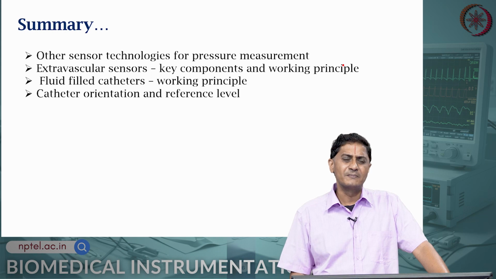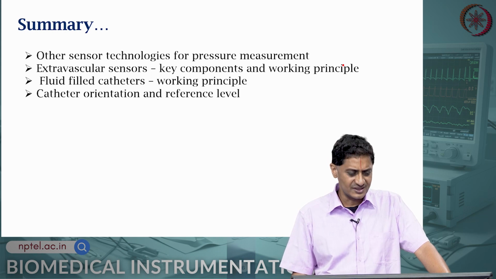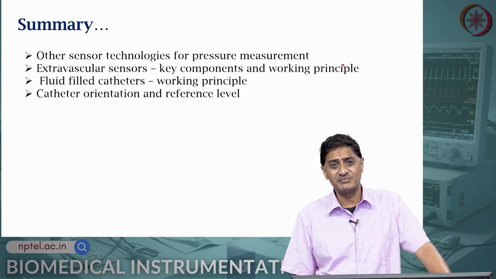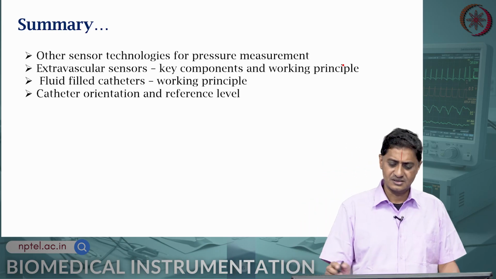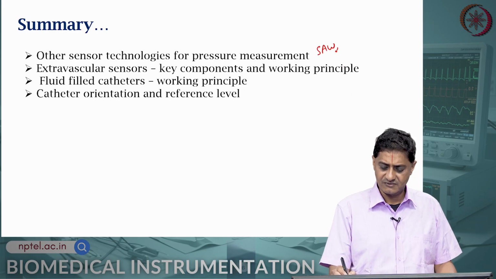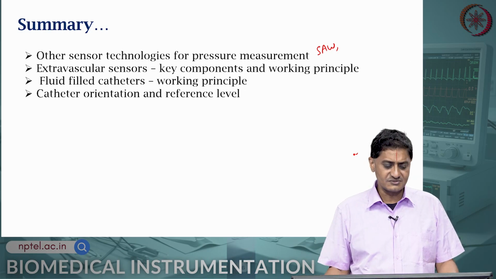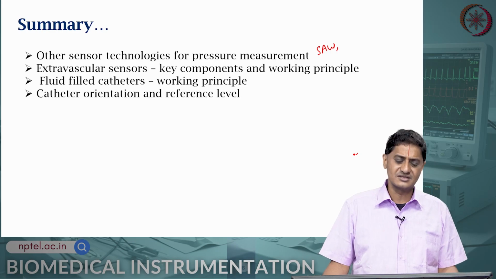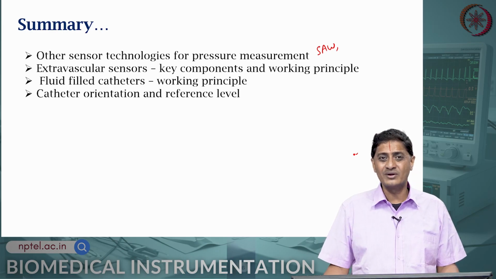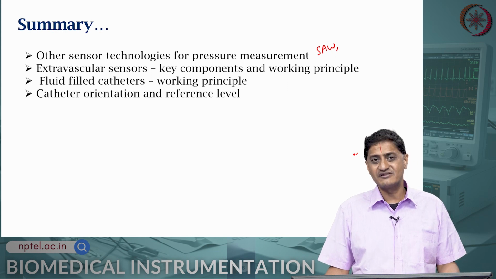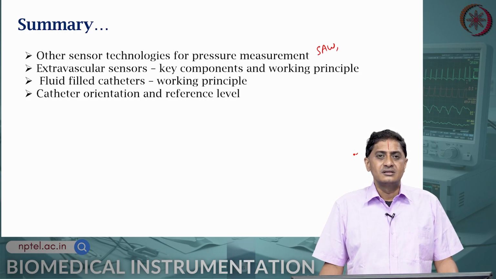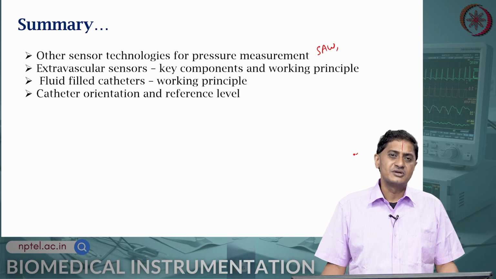So, with this we come to the end of this video. In this video we looked at other ways of measuring blood pressure. We looked at SAW, piezoelectricity, optical systems, extravascular sensors, and the key components and working principle of fluid filled catheters. We looked at the various design considerations, and how catheter orientation and reference points, reference level, play an absolutely critical role in measurement of pressure in this extravascular blood pressure measurement system.